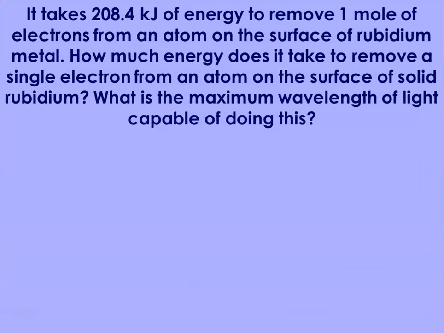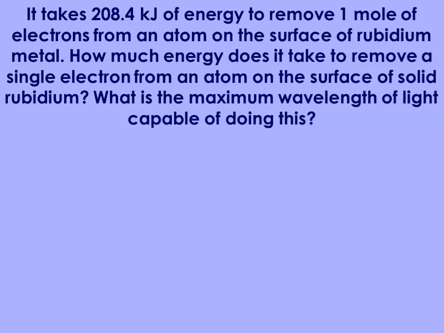So in this next example, we have 208.4 kilojoules of energy needed to remove 1 mole of electrons from an atom on the surface of rubidium metal. How much energy does it take to remove a single electron from an atom on the surface of solid rubidium? And what's the maximum wavelength of light capable of doing this?